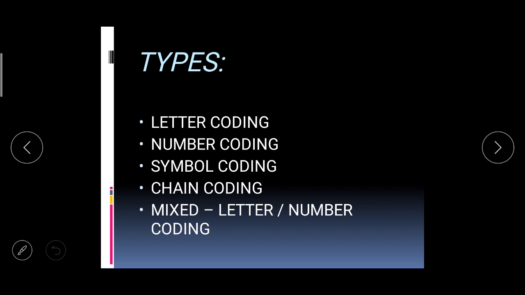We'll study certain types of coding. We start with letter coding, number coding, symbol coding, chain coding, and mixed letter number coding. We'll go through each type of coding one by one and understand each and every type. Okay, let's start with letter coding.